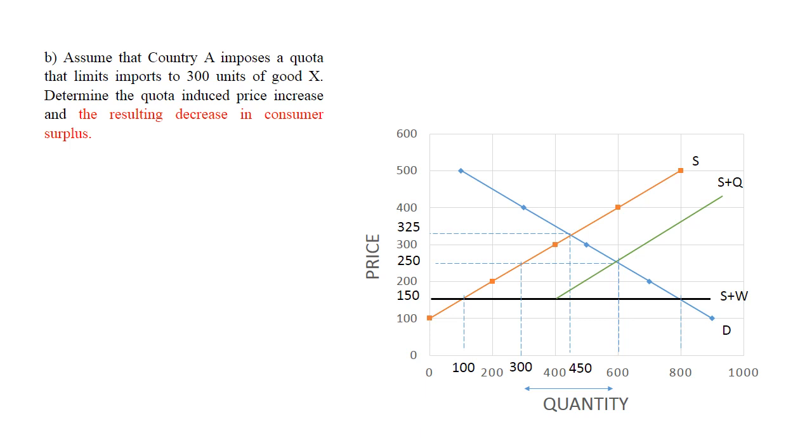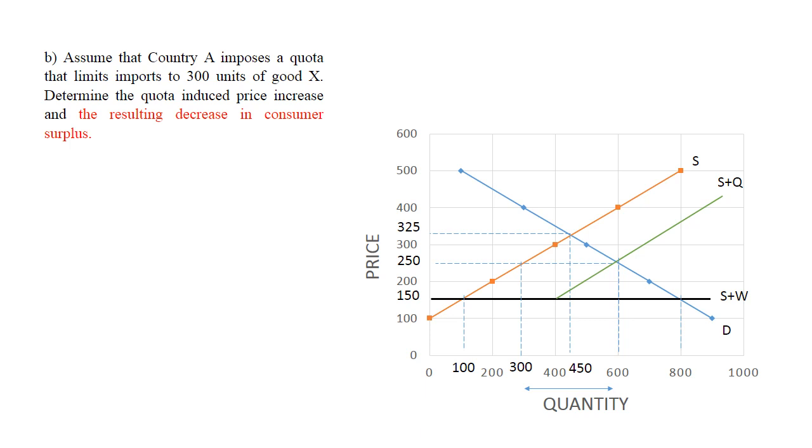Then we want to find the resulting decrease in consumer surplus. As we know, this is the area of consumer surplus before the government imposes the import quota. Now when the government imposes an import quota, it means that this is the area. It will decrease from this area to this area only. And how much will it decrease? It will decrease by this area. So we want to calculate this area.